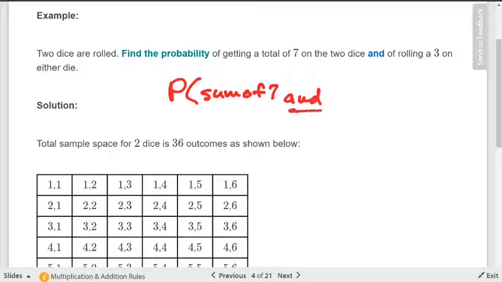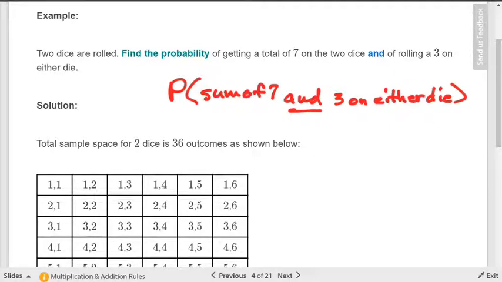And a 3 on either die. So it's essentially asking you for 3 and 4. Well, you can do a 5 or a 2 though. There's different probabilities. Be careful. So they're being very specific, aren't they? So it's got to be 3 and 4, or 4 and 3. The order is not going to make any difference here.